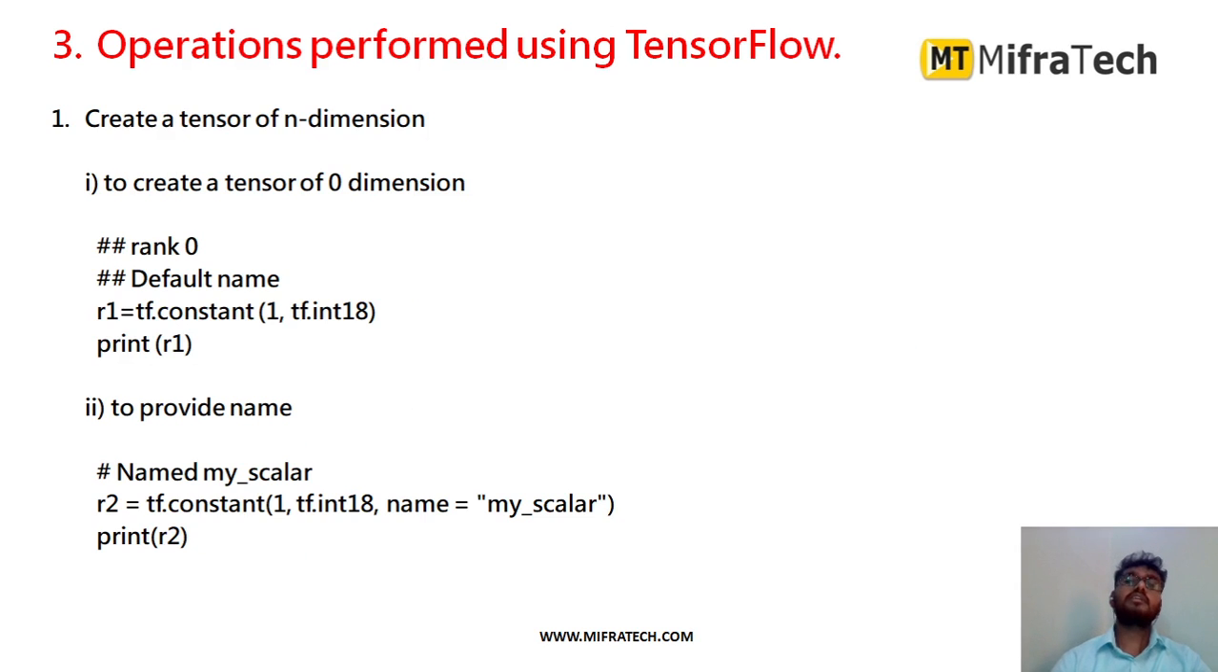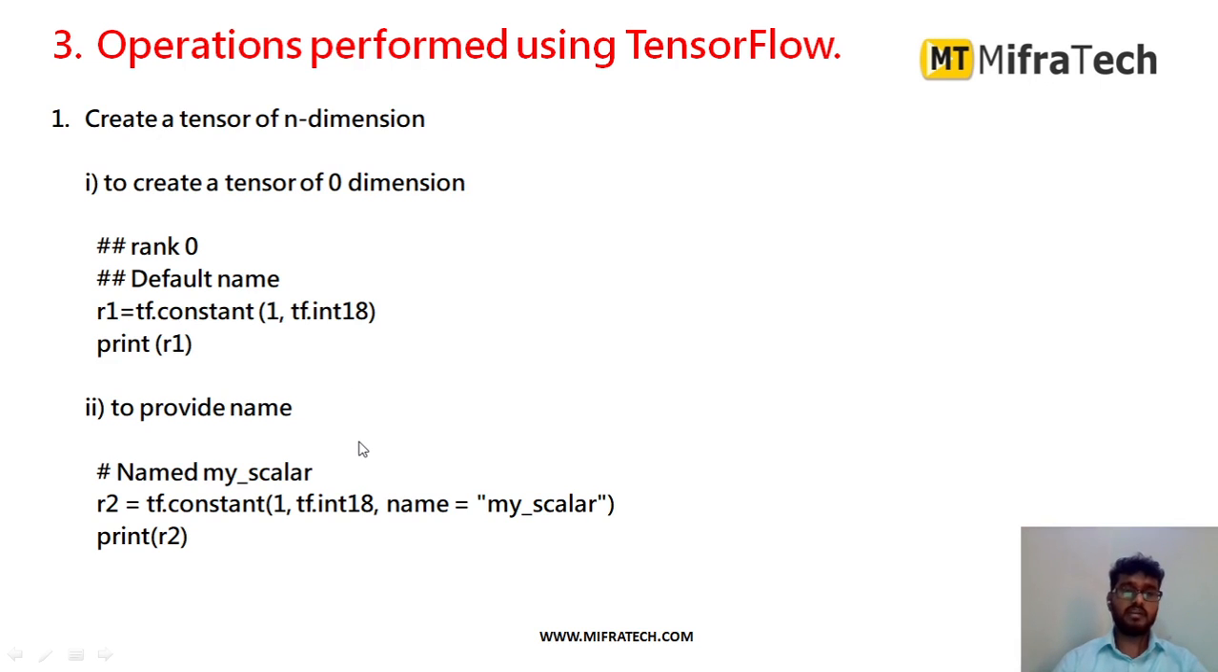So let's see what are the different operations that can be performed using TensorFlow. We'll see how to create a tensor of n dimensions. To do that, first we'll see how to create a tensor of 0 dimension. For that, first we have to import TensorFlow. After importing, we have to give a default name. You can give tf.constant(1, tf.int), so this is the data type we have to give as input. If you print r1, we are going to get a tensor of 0 dimension.